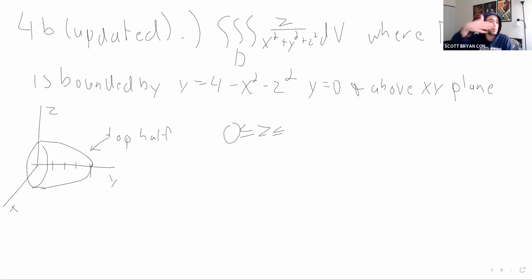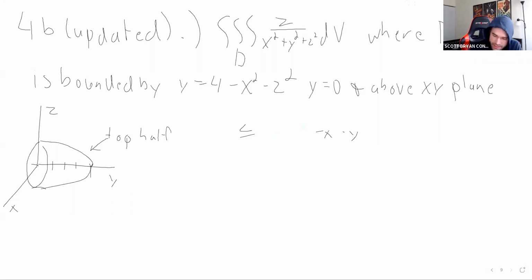the top half of the elliptic paraboloid, y equals 4 minus x squared minus z squared. So we want to get z by itself. So we get z squared is 4 minus x squared minus y. Take the square root, plus or minus. The top half is going to be the plus part. So we get z is the square root of 4 minus x squared minus y. I'm going to go ahead and guess we're not going to get nice stuff when we do that.